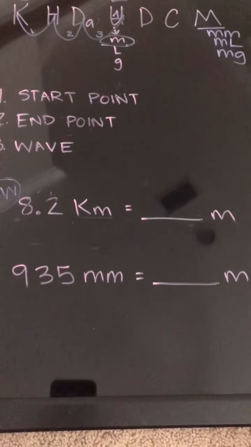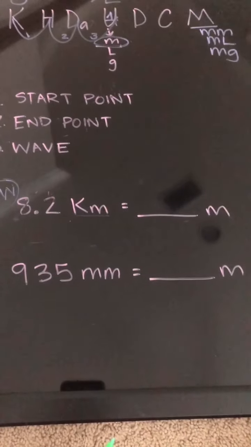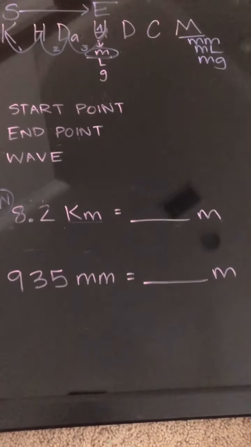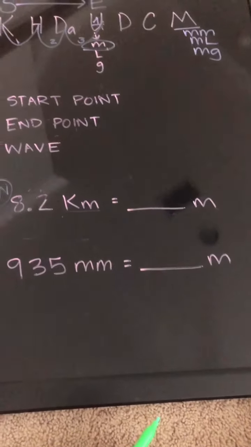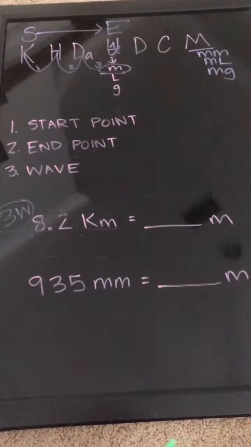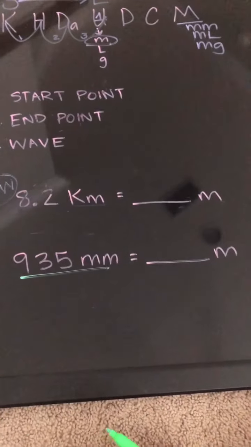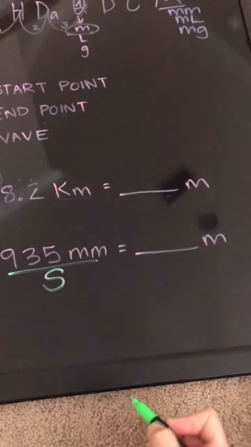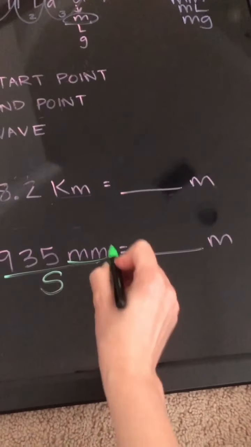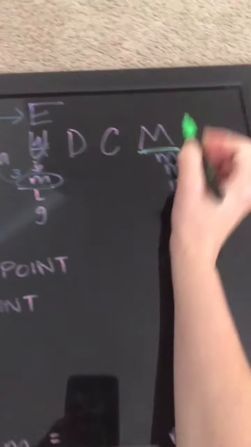Okay, so we're going to try one more. I have 935 mm, so millimeter equals how many meters? So again, step 1, my start point. This is my start point because this is what I know that I have. So I'm going to put an S where mm is. Mm is up here. So I'm going to put an S there.